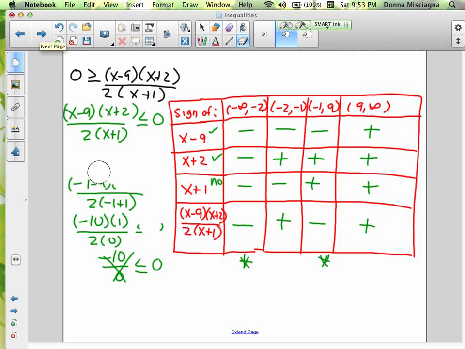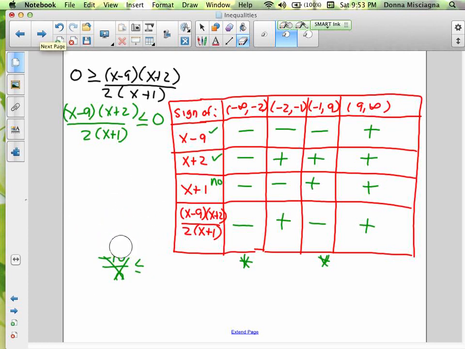So if you've got an equals as part of it, you can include the endpoints, except for the one that's in the denominator. He doesn't get included. He's messing us up. So our solution, and we'll graph it too.